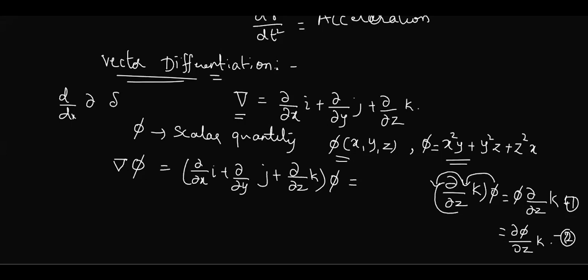Because if Q is constant. K is constant, no problem. But how is phi? Is phi a constant quantity? Isn't it? It's a function. Phi is a function. And how is dou by dou z? What does dou by dou z mean? Isn't it a differential operator?